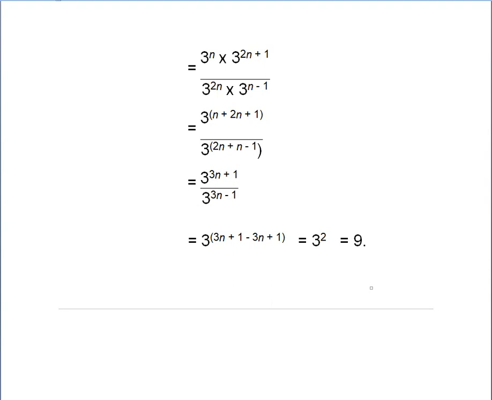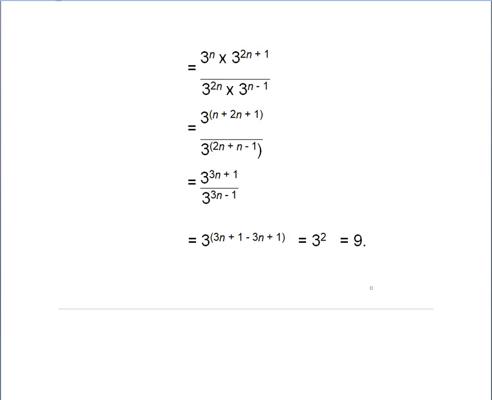Bases are same, the powers will be added. So 3 raised to the power n plus 2n plus 1, and in the denominator it is 2n plus n minus 1. So it is equal to 3 raised to the power 3n plus 1 over 3 raised to the power 3n minus 1. As the bases are the same, we can subtract the powers: 3n plus 1 minus 3n plus 1. So it is equal to 3 squared, which is equal to 9.